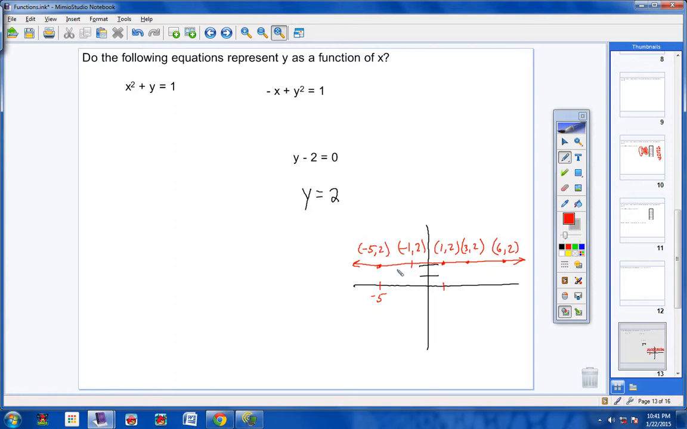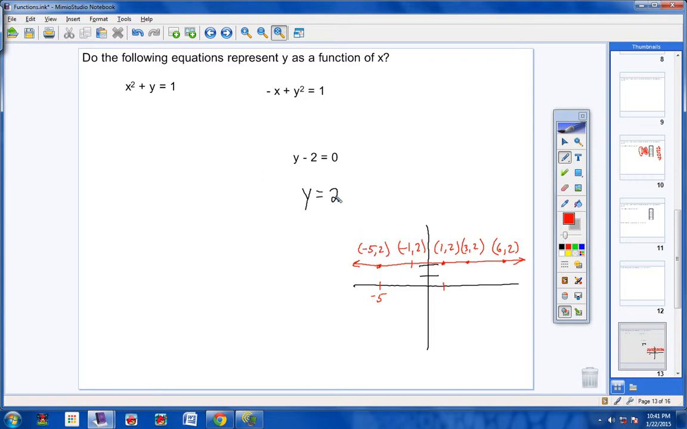Any horizontal line will always be a function. Let me say that again. Any horizontal line will always represent y as a function of x. Always. Don't forget that. By the way, any vertical line will never represent y as a function of x. Never. Okay?